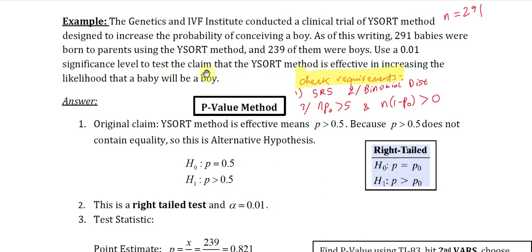And the one that we claim now is that if the YSORT method is effective, that means the probability of getting a boy is bigger than 50%, or p is now greater than 0.5. So this becomes the alternative hypothesis because it does not involve the equality. Okay, so we are doing the testing for this hypothesis here. This is the right tail test because we are bigger than 0.5 and it's pointing to the right. And the significance level alpha 0.01 is given here.